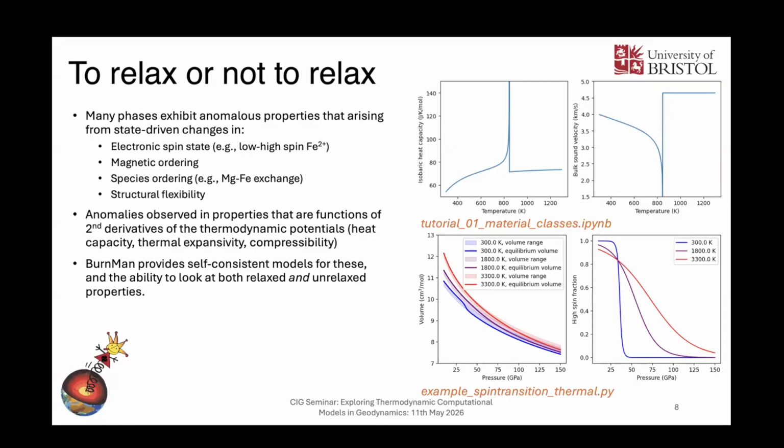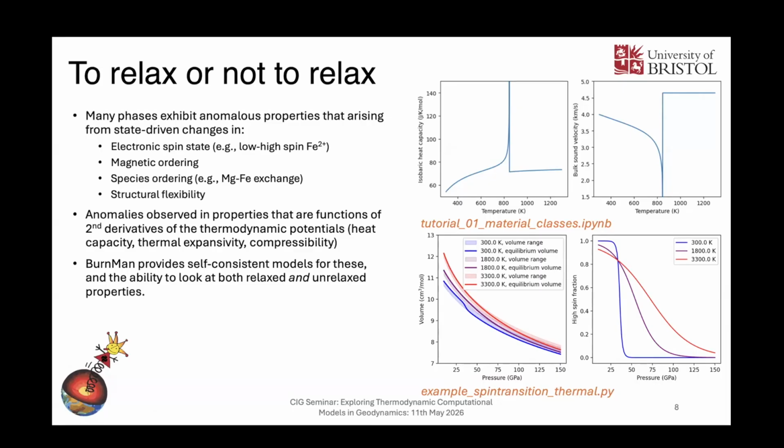All of these things can cause phases to exhibit anomalous properties that equations of state, as written in the community, cannot handle very well. And so what BurnMan uses is essentially Landau theory to be able to model these in a simple and extensible way. And this allows us to look at second derivatives of the thermodynamic potential, so heat capacity, thermal expansivity, compressibility as a function of pressure and temperature.